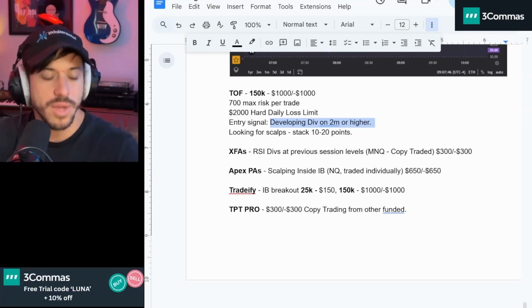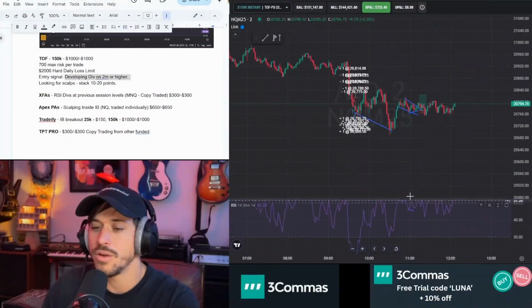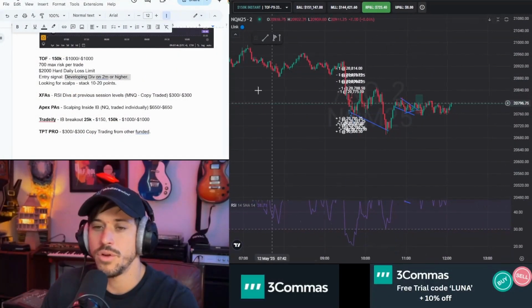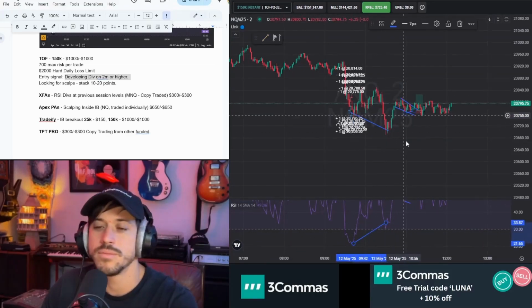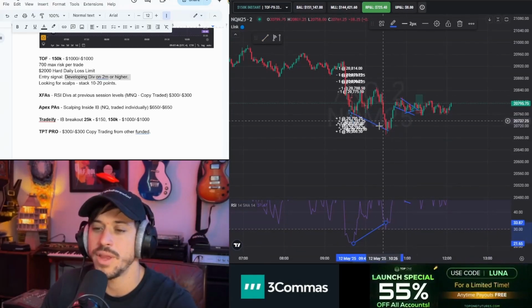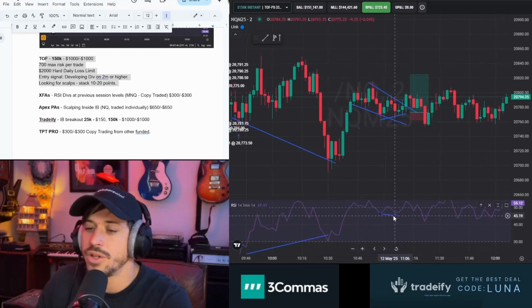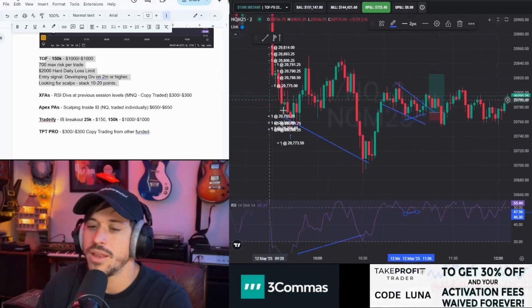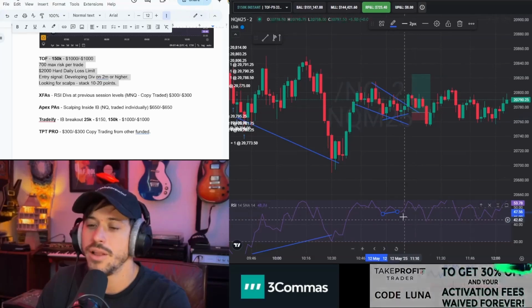So what that would look like is coming onto here. Right here we have a 2 minute divergence. I could go along that. And so if I found a scalp in here with that divergence, then that's my entry signal. For example, we didn't get the RSI divergence. So say I like this as a potential bottom and I wanted to find a long here. So the developing div would have probably set up around right here. And let's just say it did.